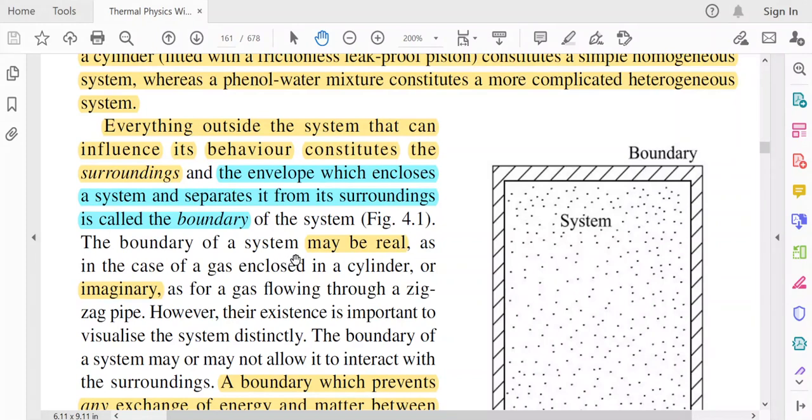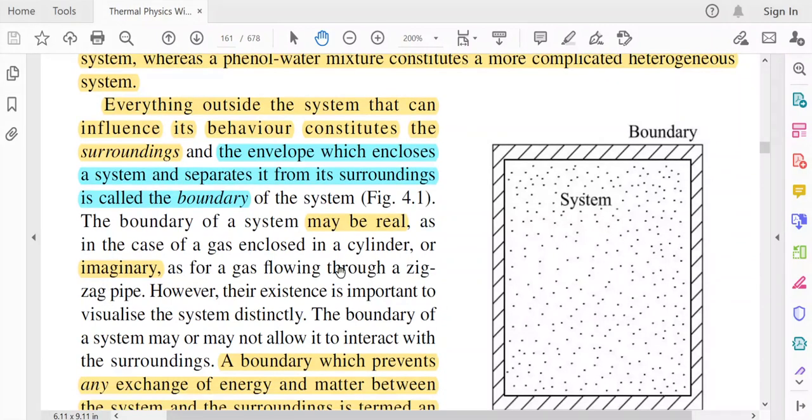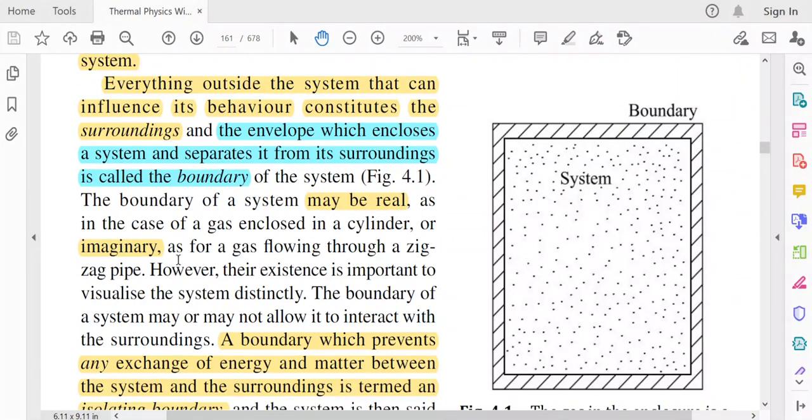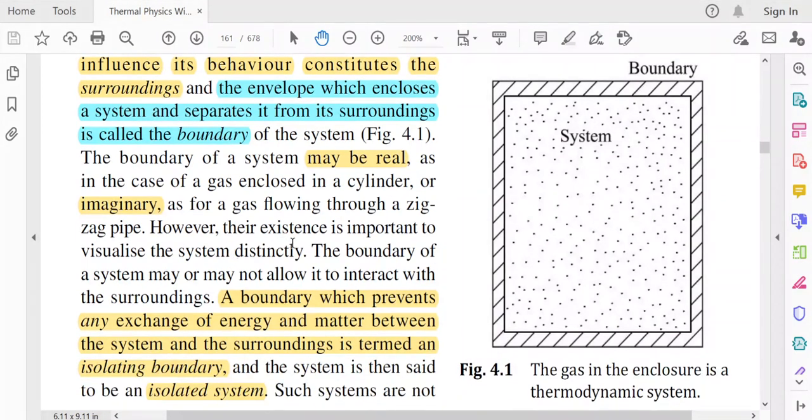The boundary of a system may be real, as in the case of a gas enclosed in a cylinder. Suppose there is some gas enclosed in a cylinder, so it has a real boundary, or the boundary may be imaginary. Suppose we assume that some gas is flowing through a zigzag pipe. In that case, the boundary may be imaginary. However, their existence is important to visualize the system distinctly. The boundary of a system may or may not allow it to interact with its surroundings.